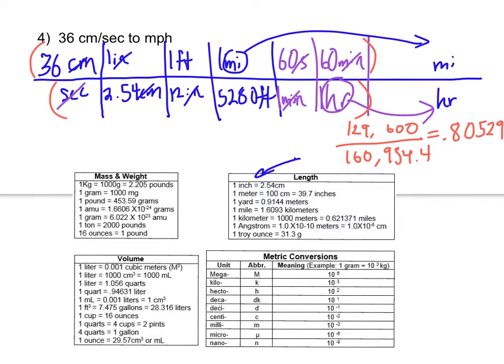And I just want to note that the answer in sig figs would come from this 36. There are 2 sig figs there, so I need 2 sig figs in my answer. 1, 2. I'm going to use the 5 to round. My final answer should be 0.81 miles per hour.